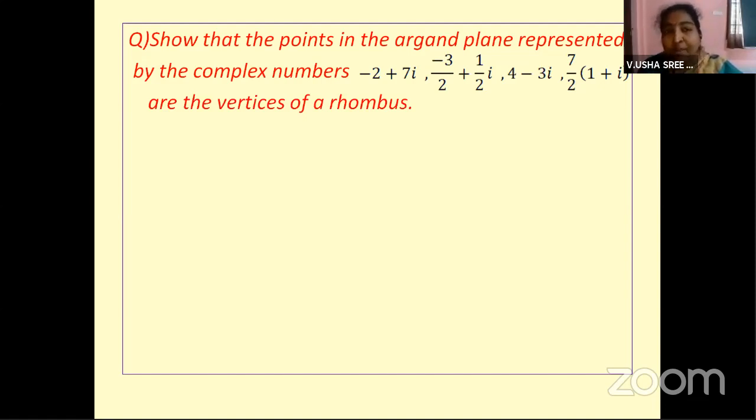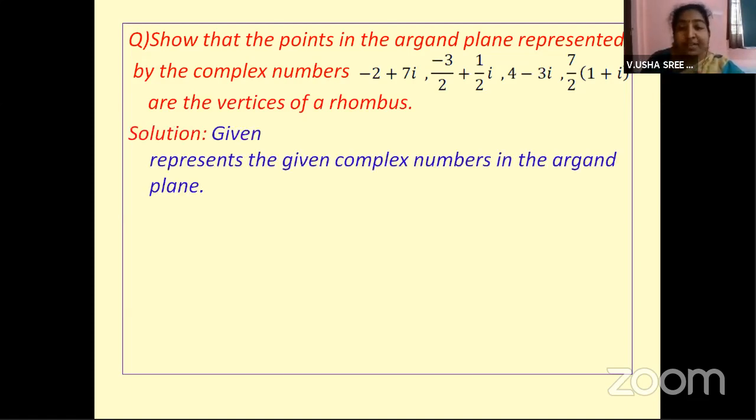equal, children. But in a rhombus, the diagonals are not equal. All the sides are equal in a rhombus, but diagonals are not equal. But in a square, all the sides are equal and also the diagonals are equal. So we will start the problem.